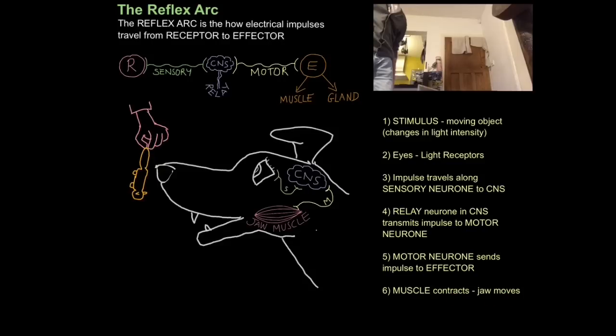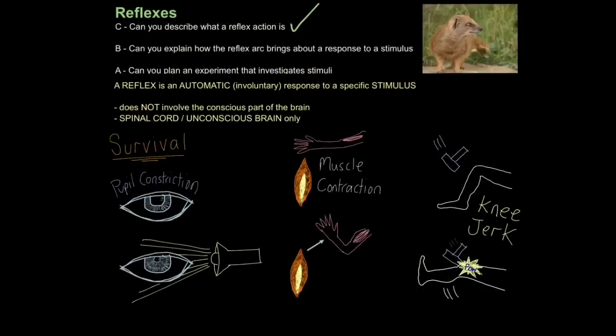And that is how we get from receptor to effector using the reflex arc. And that's how you can explain how the reflex arc brings about a response to a specific stimulus. And that is aim 2.